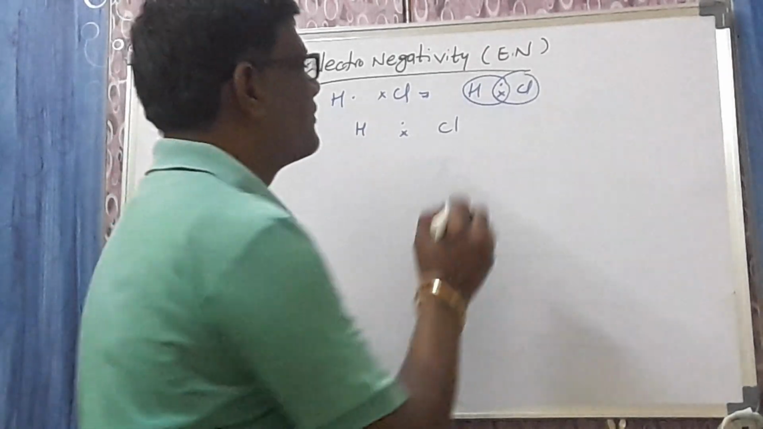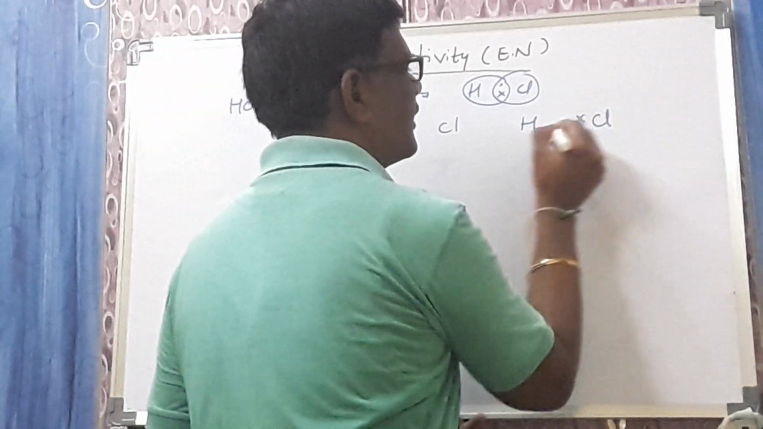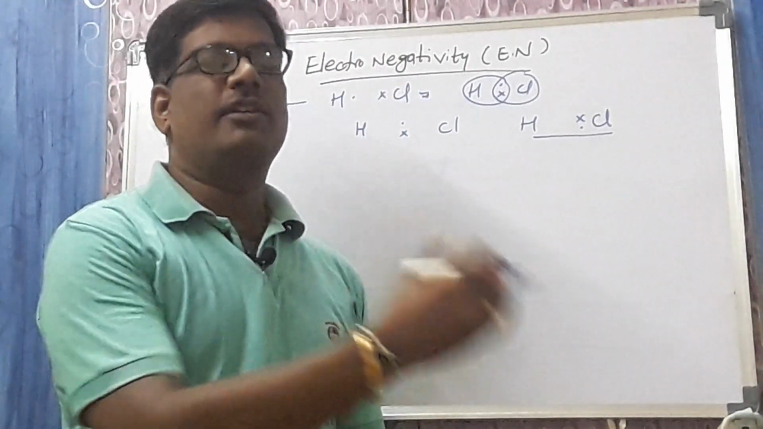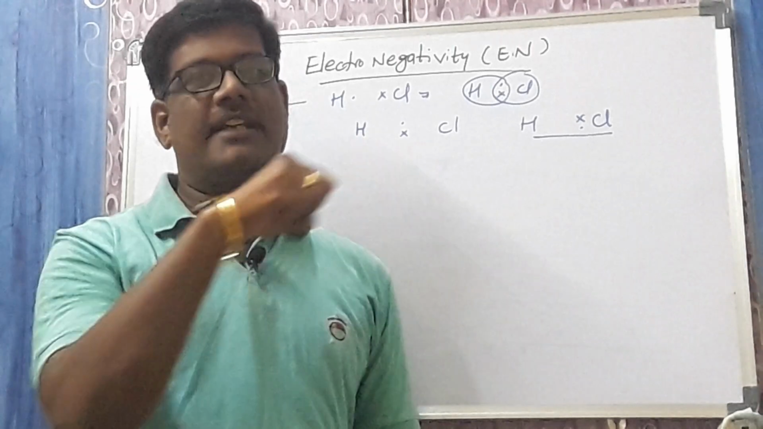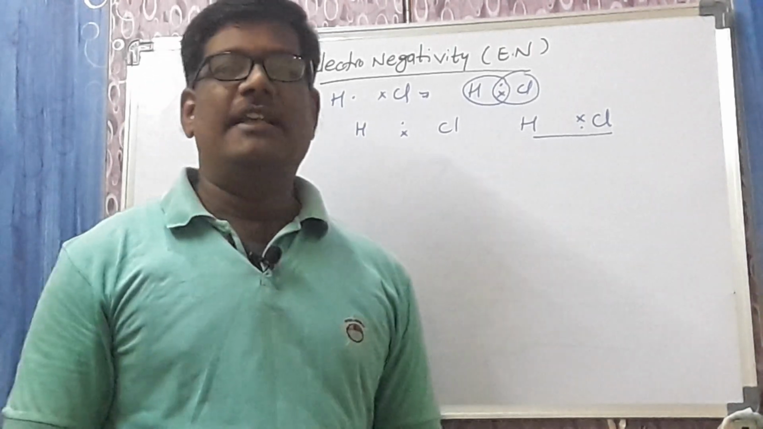But actually, if you observe, this pair of electrons is nearer to the chlorine. It is not in the middle. It is nearer to the chlorine. Why? Chlorine attracts the pair of electrons towards itself. Why? Chlorine has high electronegativity.